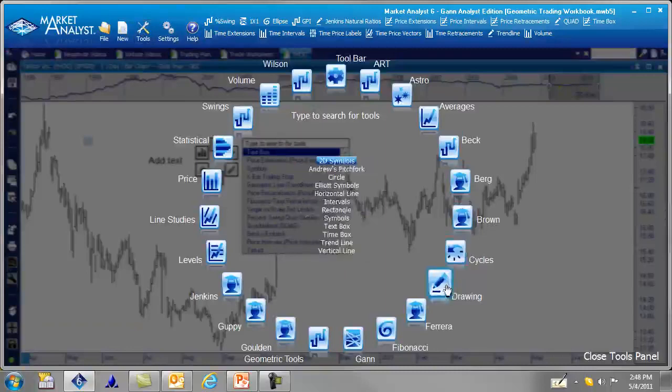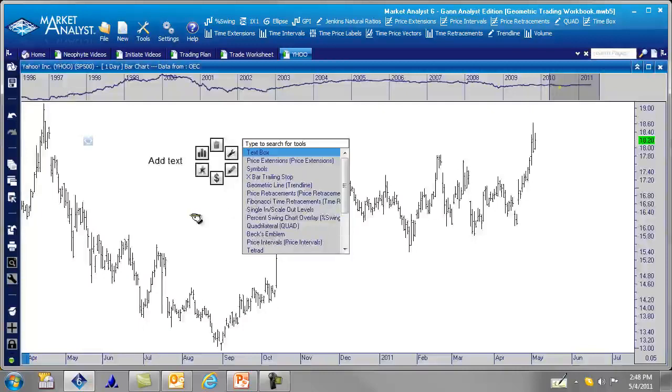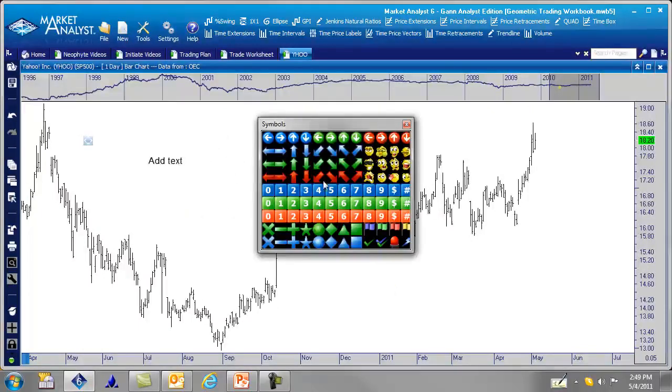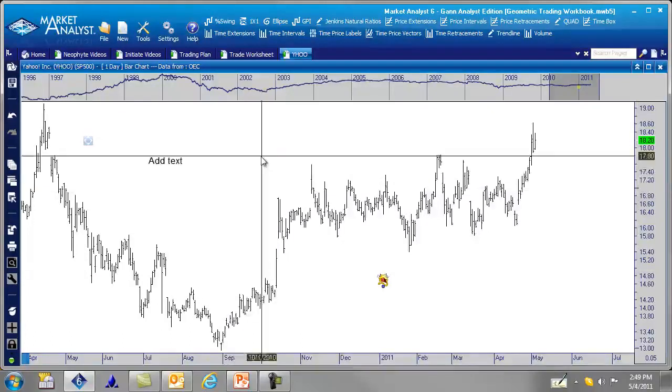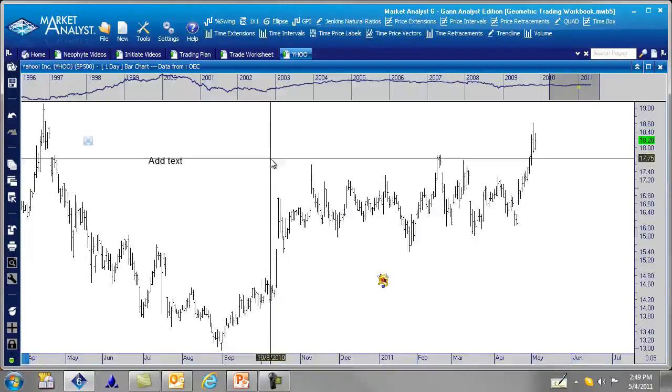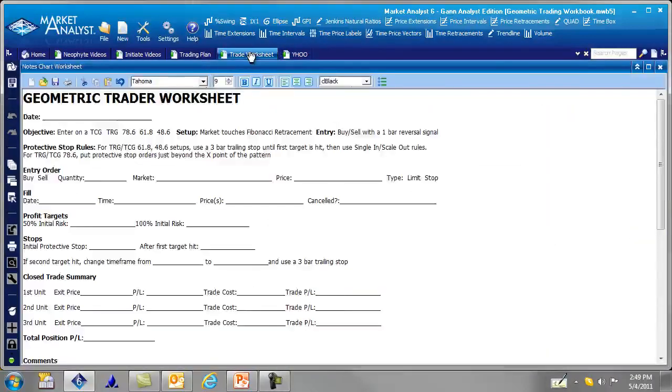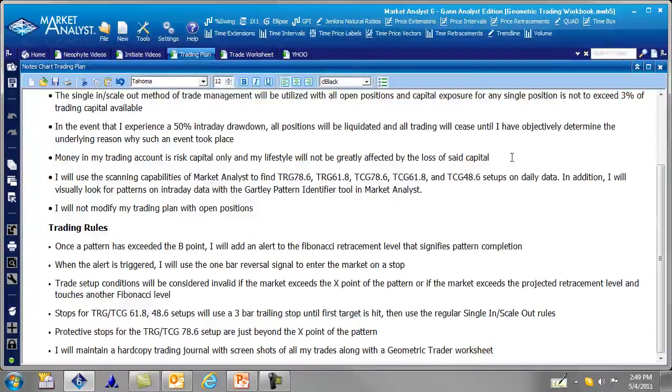There's also some interesting symbols in here too that you can use. If you go over here to drawing and go to symbols, there's a number of different arrows and numbers and happy and ugly faces that you can put on there, right? So feel free to do that and put as much information as you can on that chart, because like I said, that's going to be your journal. You're going to learn from that. So that's Geometric Traders worksheet. There's the trading plan, and this is all within the Geometric Traders workbook that I've put on the video page for the initiate level. So go ahead and download that and play around with it.